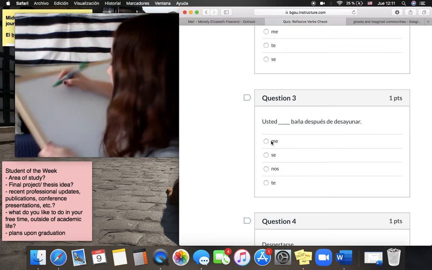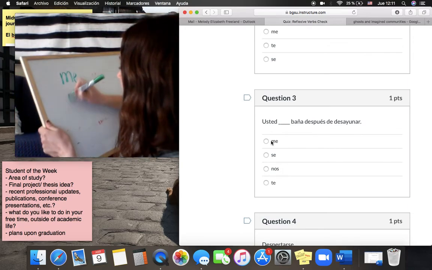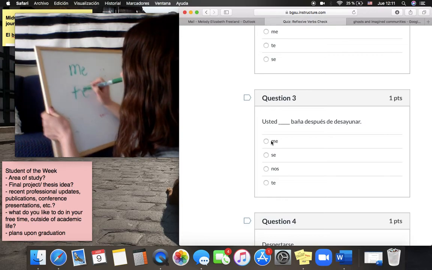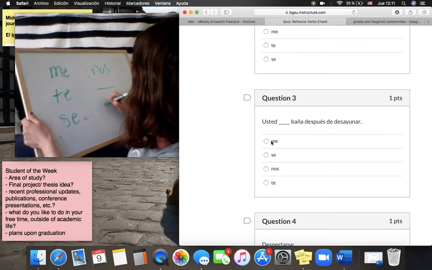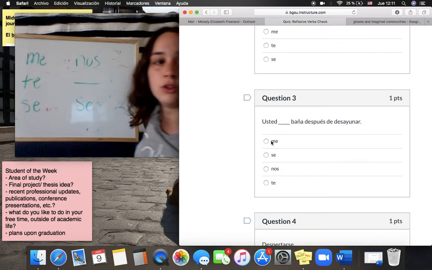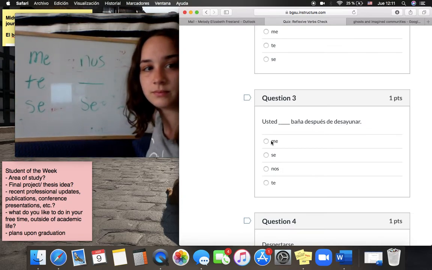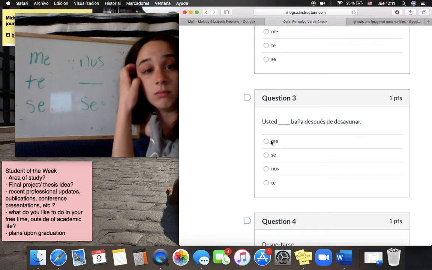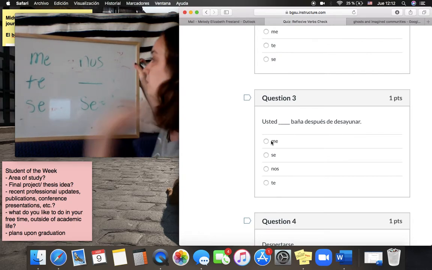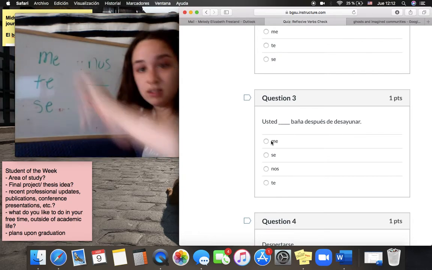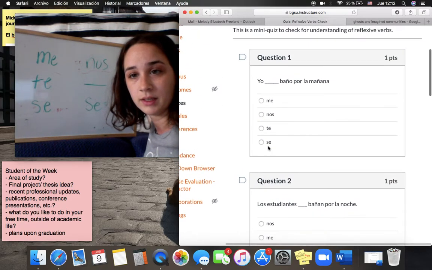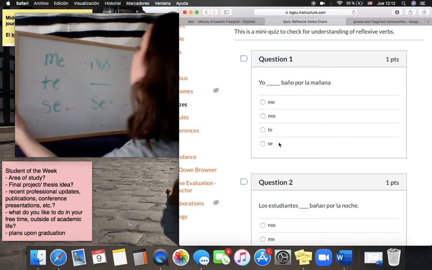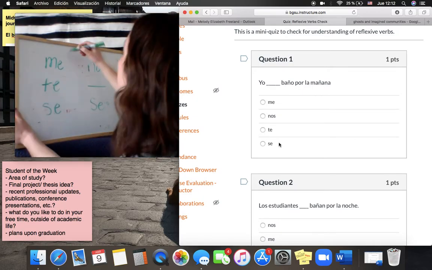So, for instance, we have me, te, se, nos, se, right? Those are the parts that we have for reflexive verbs. So, for instance, if we look here, like look at number 1 on the exit slip. So this verb, the normal verb would be bañarse.